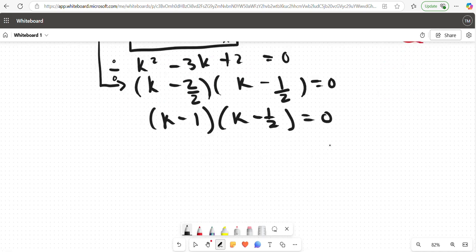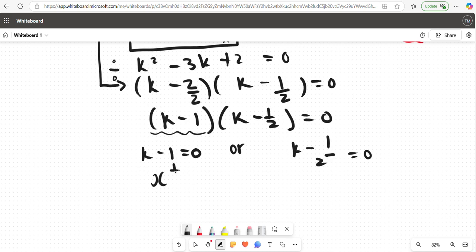And at this point, you could just easily solve that quadratic equation. Take this first bracket, make it equal to 0. Or the second bracket, make that equal to 0. And then at this point, I want to substitute back what k is equal to. Remember, we took k as x to the power of 1 over 4. So x to the power of 1 over 4 is equal to 1.